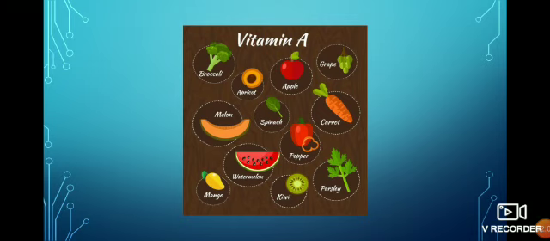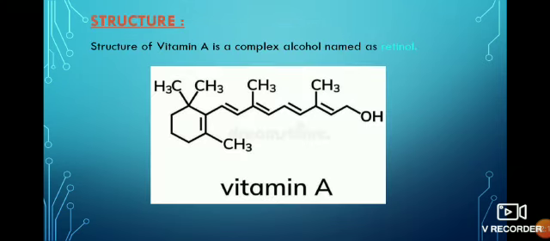Now it's the food sources of vitamin A, which is melon, apple, grape, carrot. Here is the structure of vitamin A, which is a complex alcohol called retinol. Here is a picture of this structure.